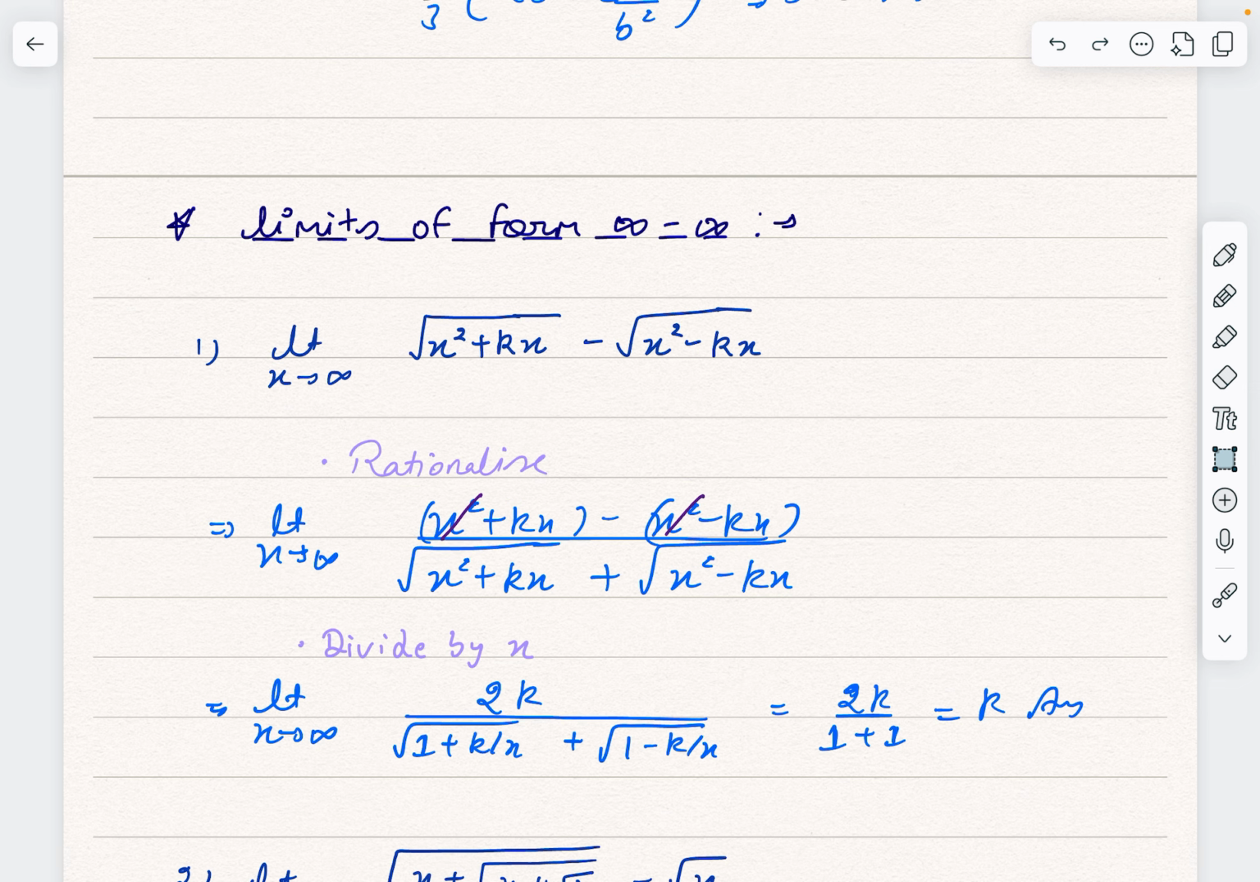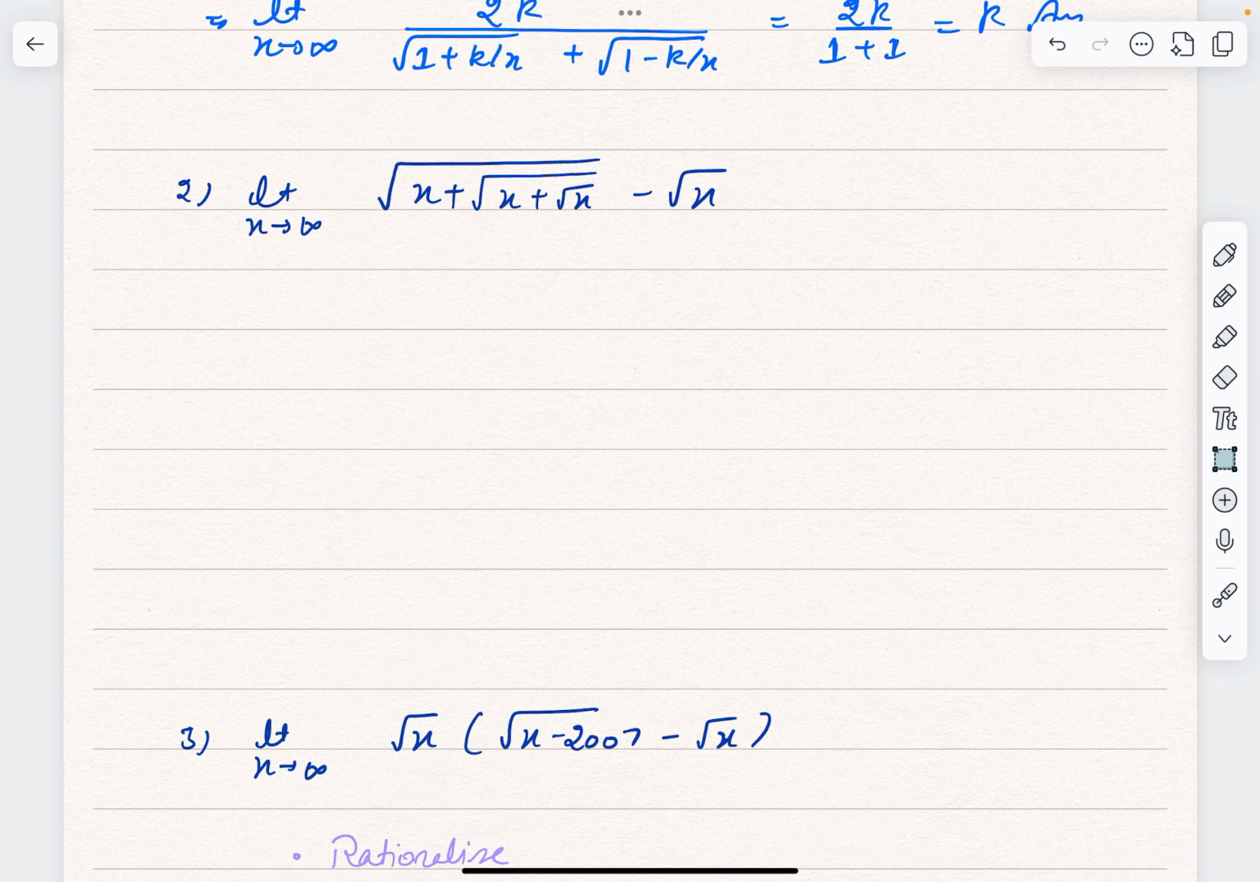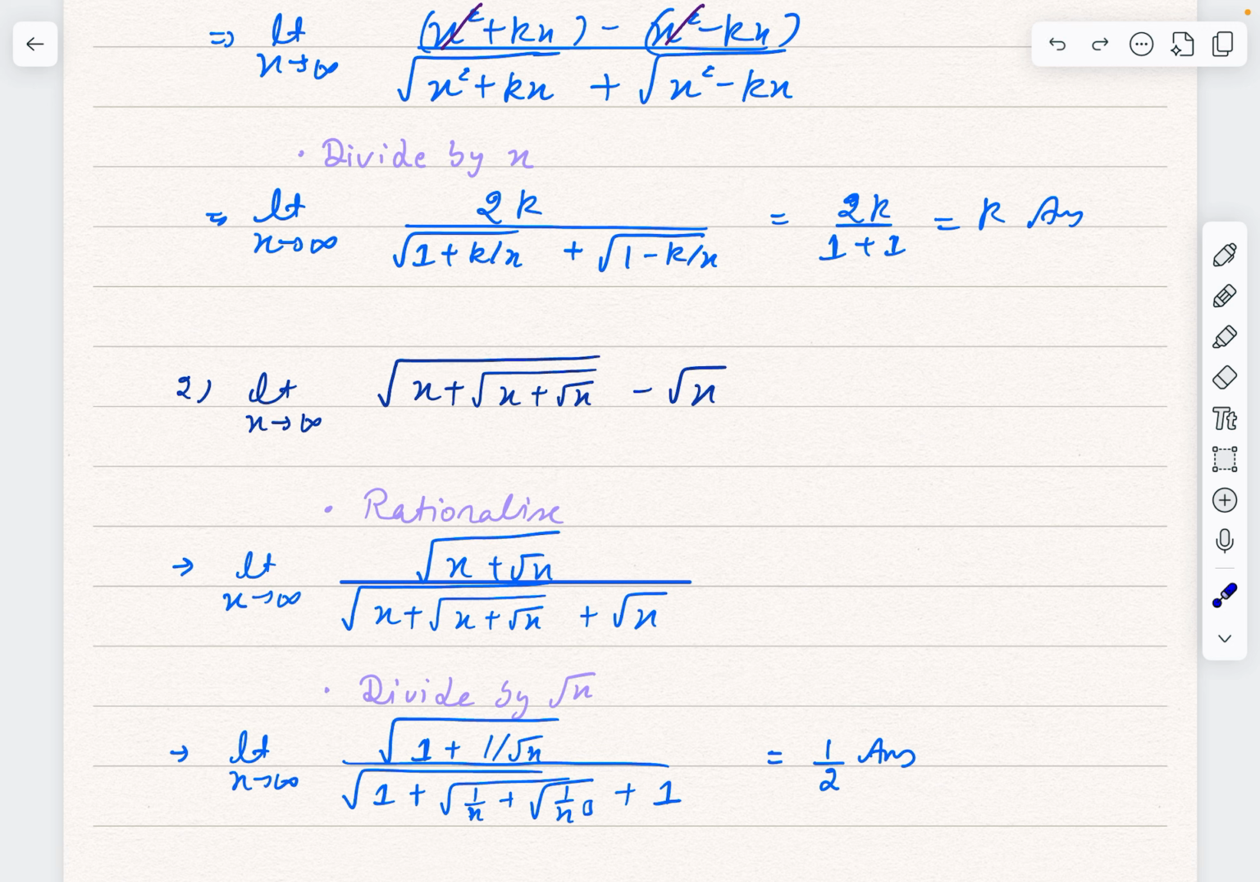Okay, try this on the next problem yourself. So limit x tends to infinity, square root of x plus square root of x plus square root of x, minus square root of x. Give it a try, guys, then we'll start the discussion. Let us start now. We have infinity minus infinity form. So we rationalize.